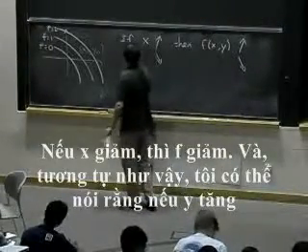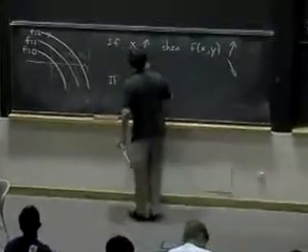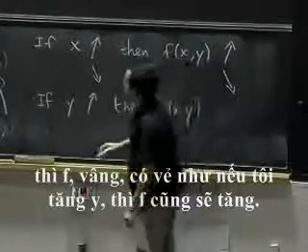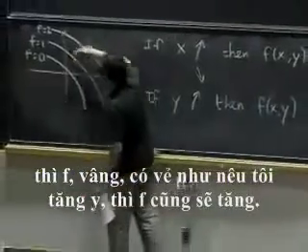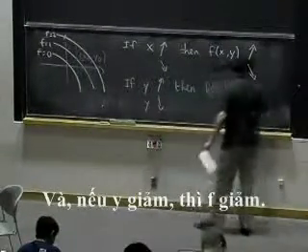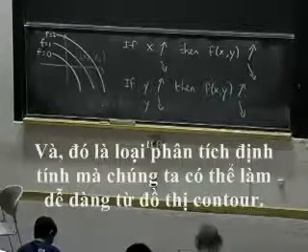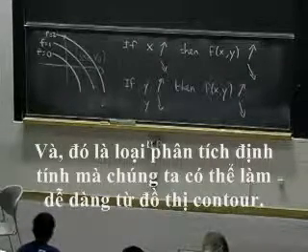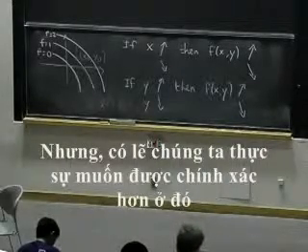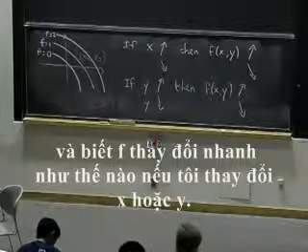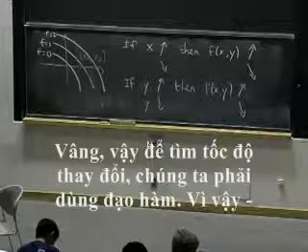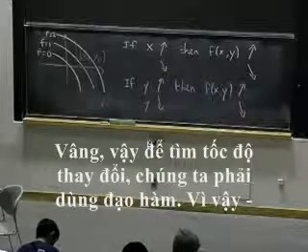Okay? And similarly, I can tell that if y increases, then f will also increase. And if y decreases, then f decreases. And that's the kind of qualitative analysis that we can do easily from the contour plot. But maybe we'd like to be more precise than that and tell how fast f changes if I change x or y. Okay? So to find rates of change, that's exactly where we use derivatives.